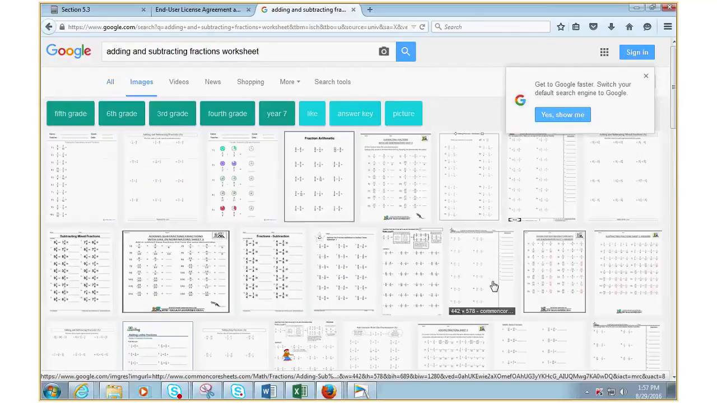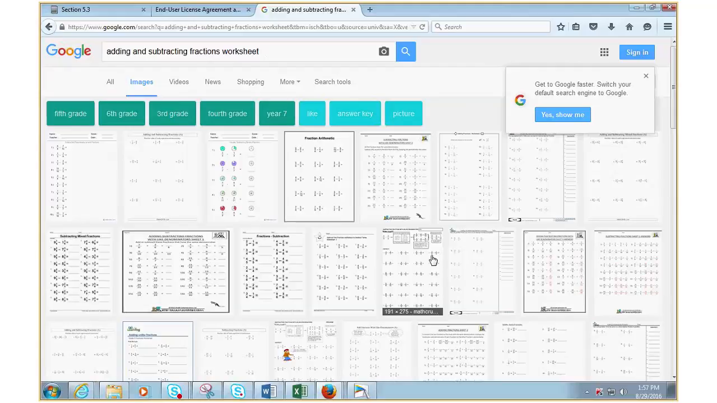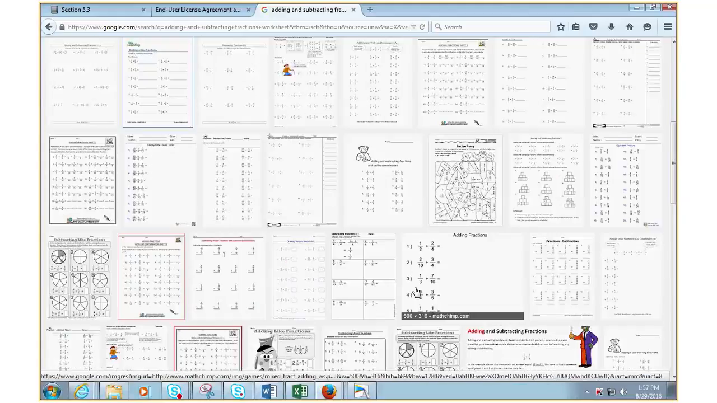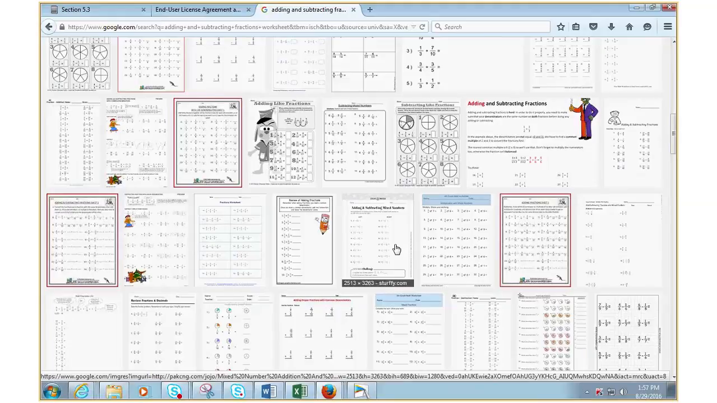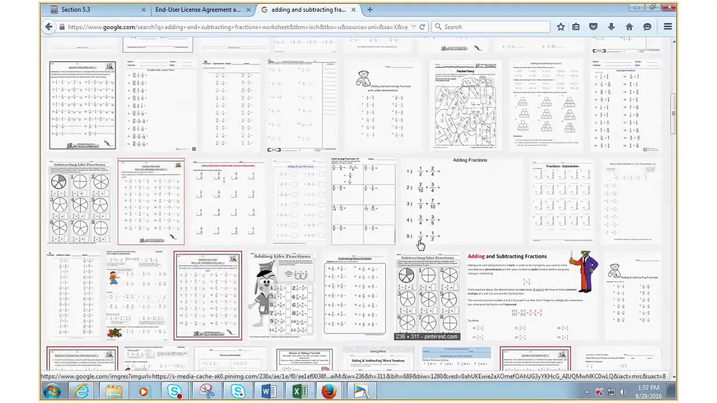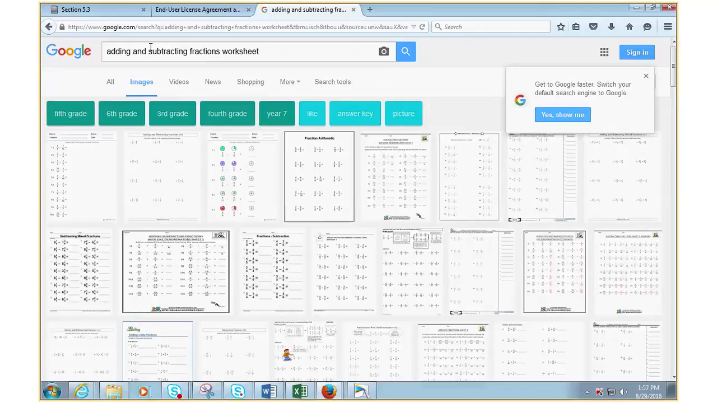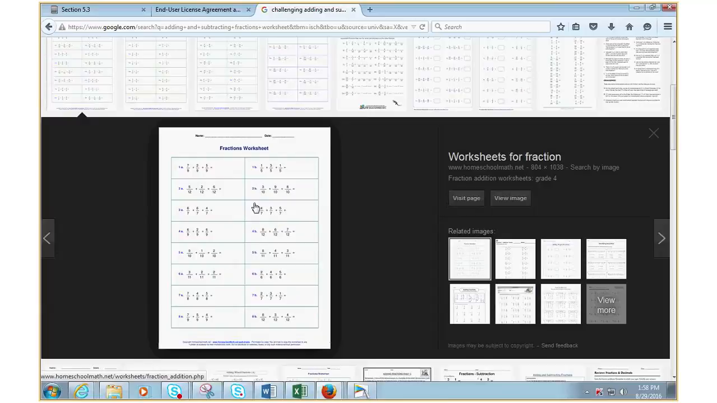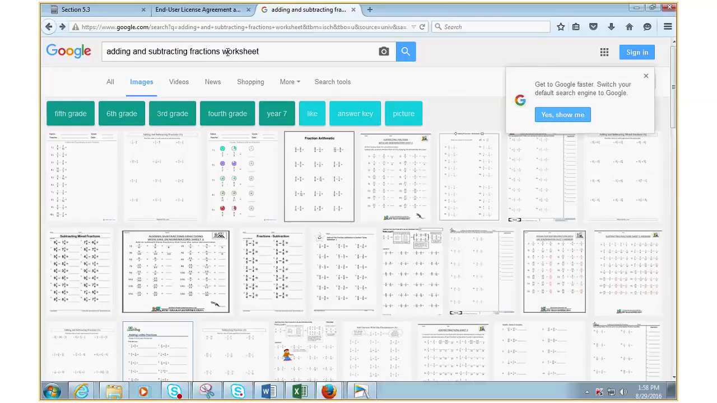Isn't the internet great? And you can pull up any of these, which are going to be fairly simple. So what you can do is increase it a little bit. Put in the word challenging. That'll give you some more problems. They're a little bit more, that's the same denominator. And then you type in different, oops.